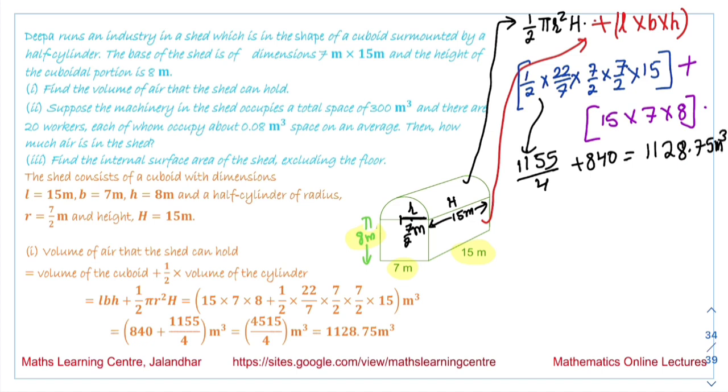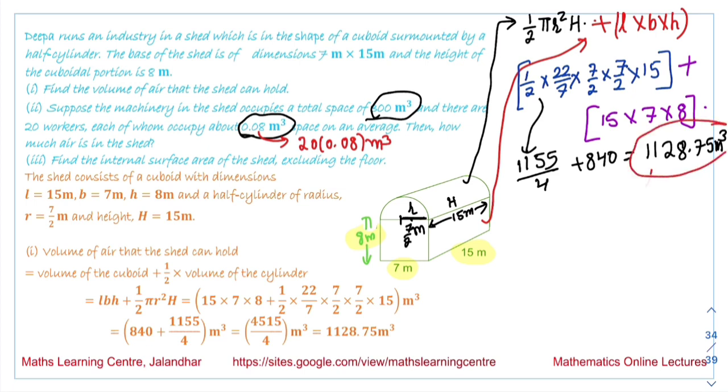So this is the total amount of air that this shed can hold, and that is the volume of this complete shed. Next, suppose the machinery in the shed occupies the space 300 meter cube, and 20 workers are there, each of which holds the space 0.08 meter cube. So the total space occupied by these workers will be 20 into 0.08 meter cube. Then how much air is left in the shed?